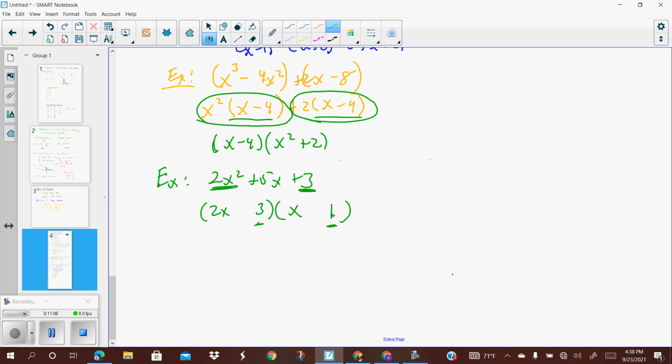And I believe this one's going to work out for us, because if we check the outside, we would get 2x. If we check the inside, we would get 3x. Can I add 2 and 3 and get to that middle term of 5x? I certainly can. So that was the right choice.